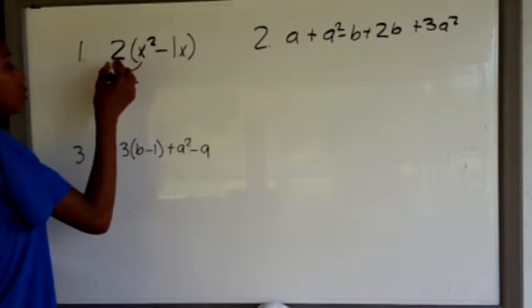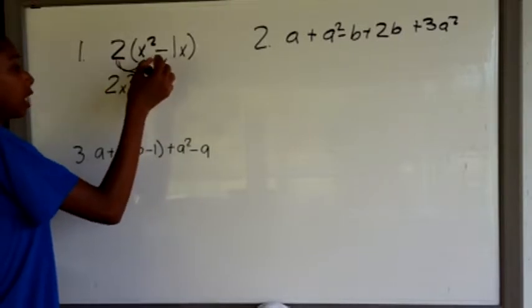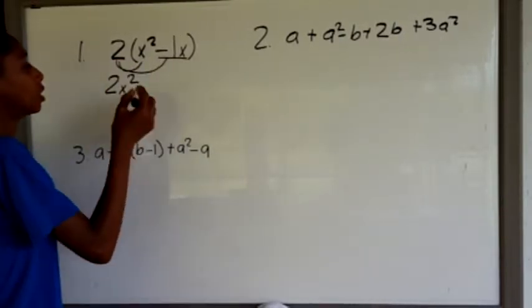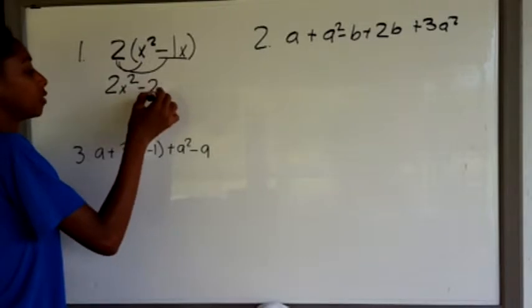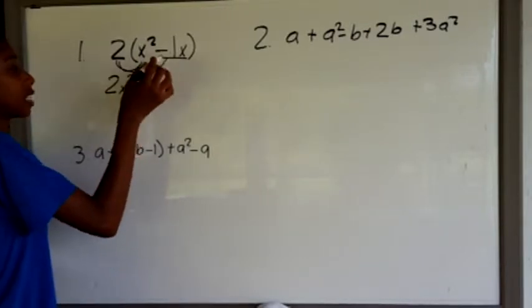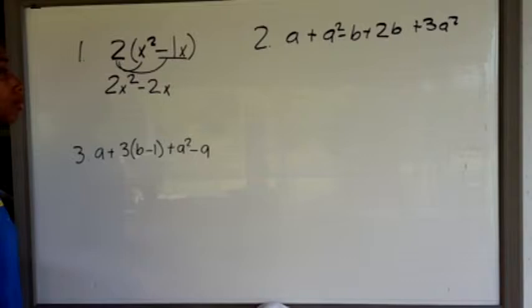And then we have 2 times negative 1x. So it's going to be negative 2x, because a positive times a negative is a negative. So 2 times 1 is 2, so negative 2x.